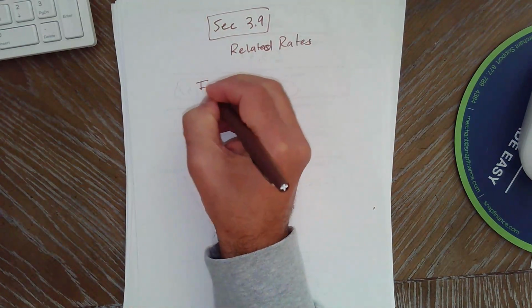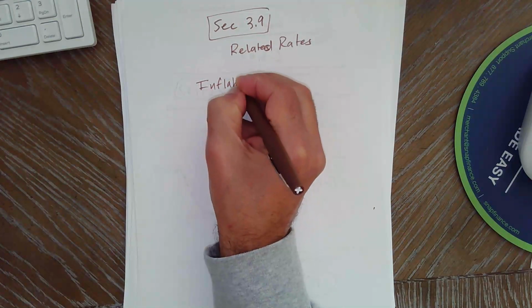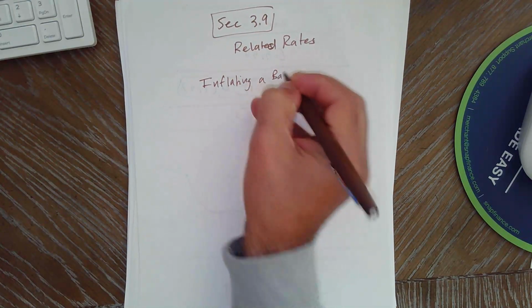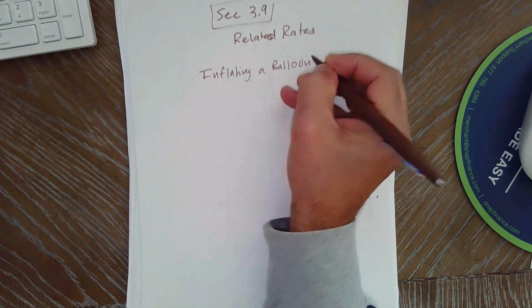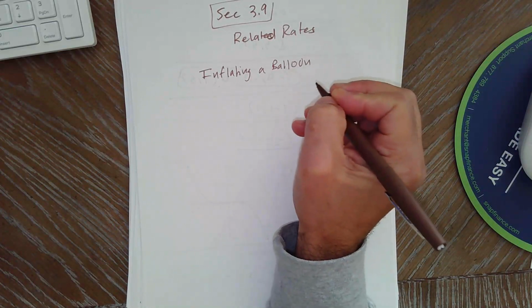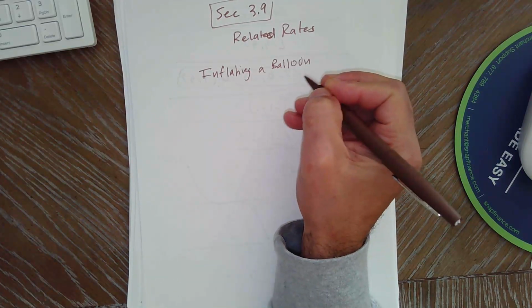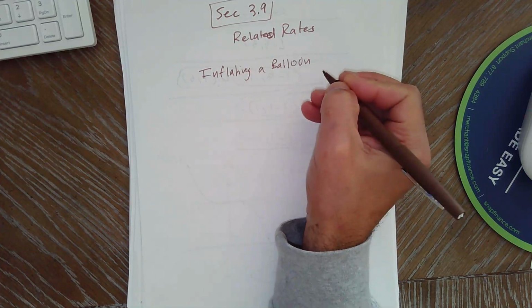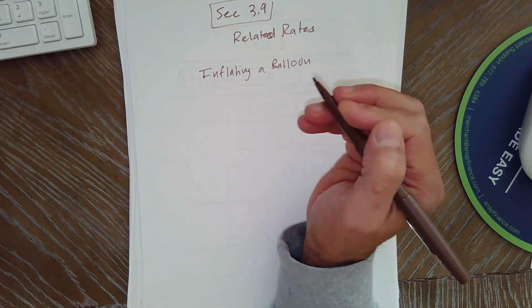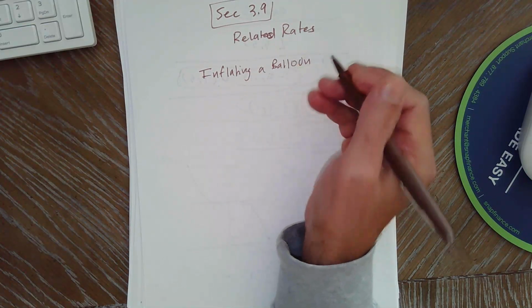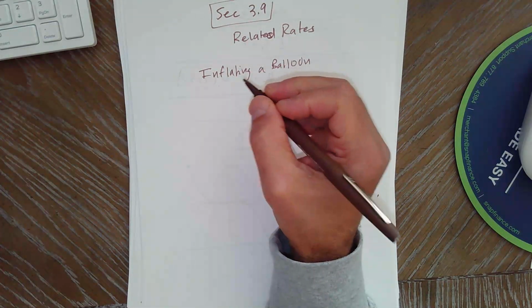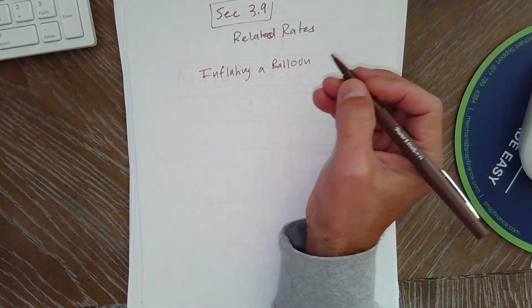So, for example, when you inflate a balloon, you can see a couple of variables. As the balloon gets inflated, its radius gets bigger, and so does its volume. So if we know the rate at which the radius is increasing, how do we find the rate at which the volume is increasing, for instance?